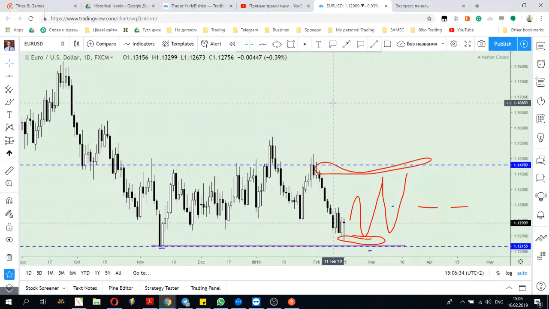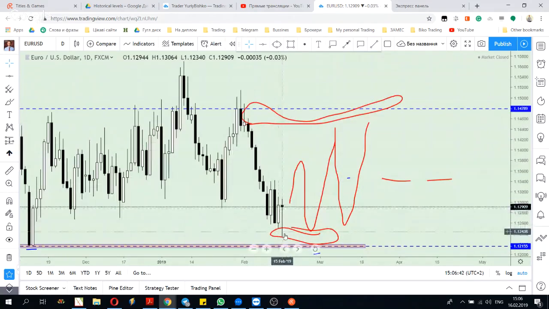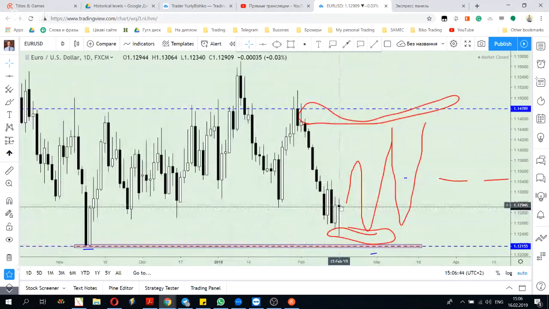John, which pin bar? About the Friday candle. Yes, it looks like a pin bar, but a really powerful pin bar when it is printed on a powerful level. Together, it's a really great signal.